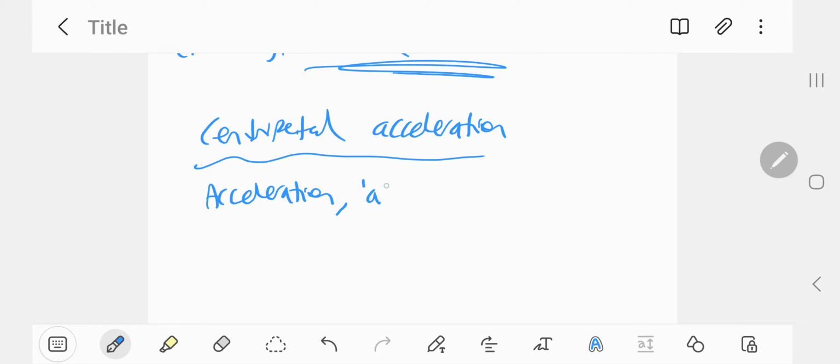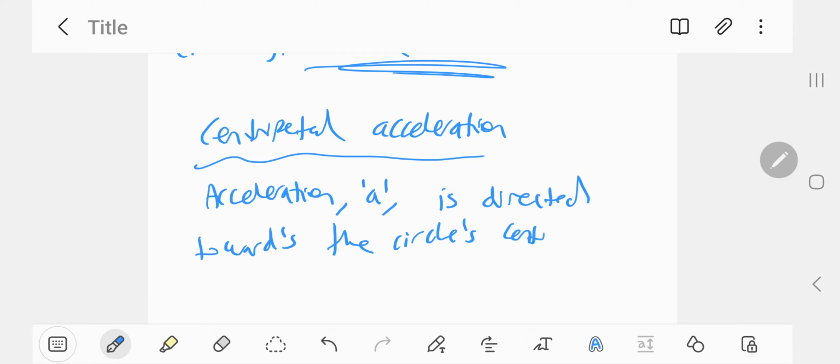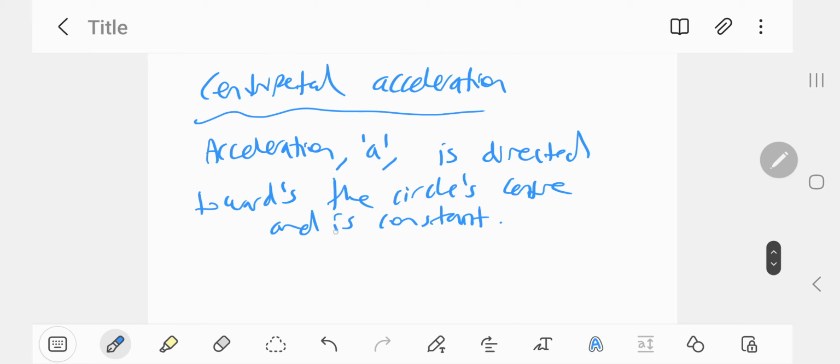let's call it a, is directed towards the circle's center and is constant, just like the centripetal force is constant too. Okay, this is called centripetal acceleration. And mathematically, it's a simple formula.